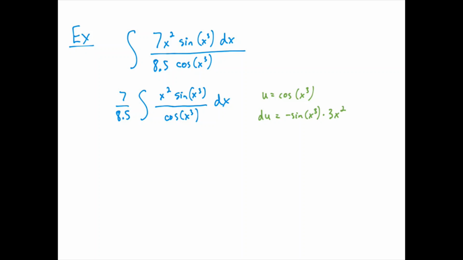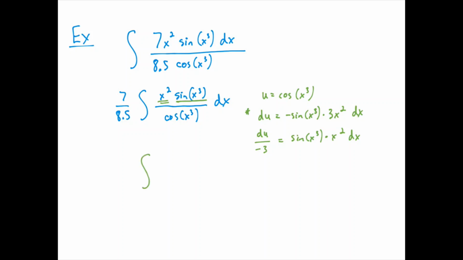So looking at what we have, sine of x cubed, which is what we have right here, and then we have x squared, which I have right here, but I have a little bit of extra information on the right hand side of this du equation. So what I'm going to do is divide both sides by -3. So we'll have du over -3. That will leave us with positive sine of x cubed times x squared. So that is exactly what we have in the numerator. Oh, and we need a dx on both of these.